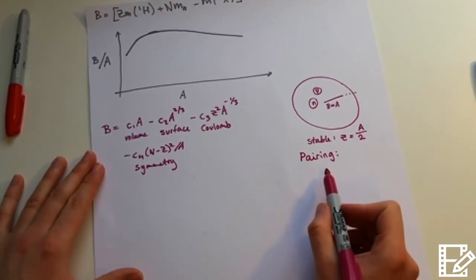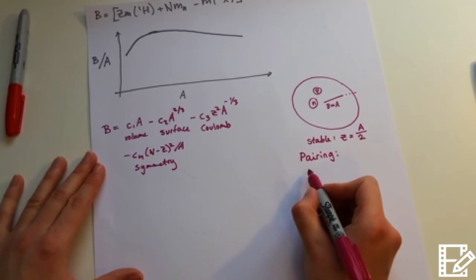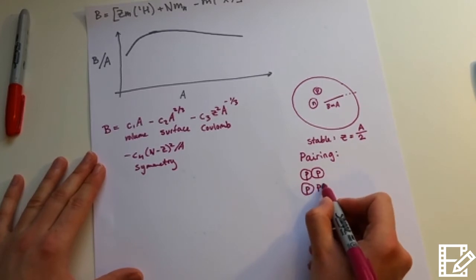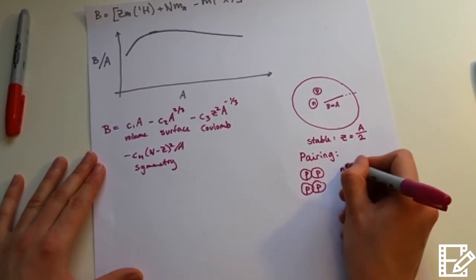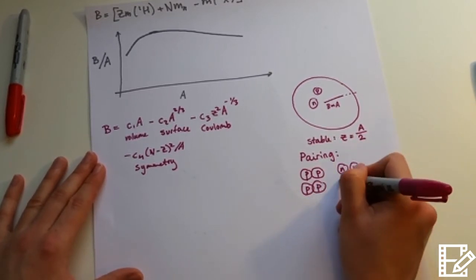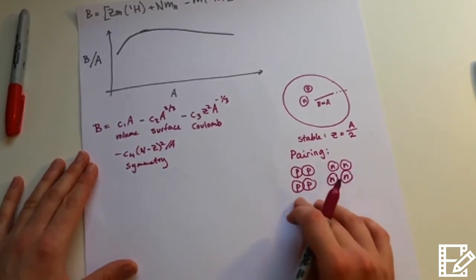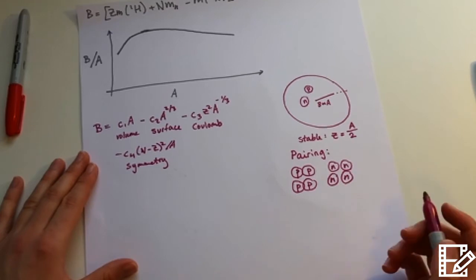For example, in a nucleus which has an even number of protons, they just sit happily together, and an even number of neutrons. Everything is good. This is the most common element we see because it's very stable.